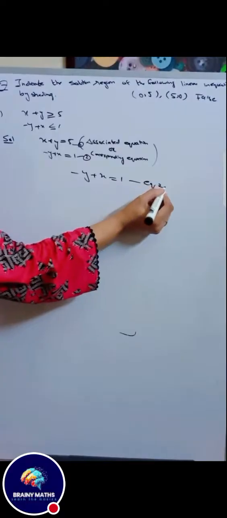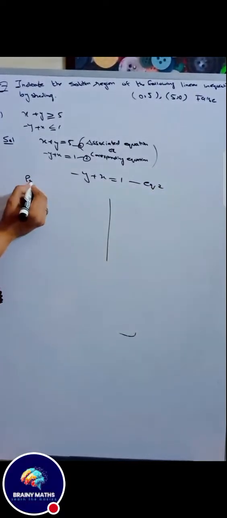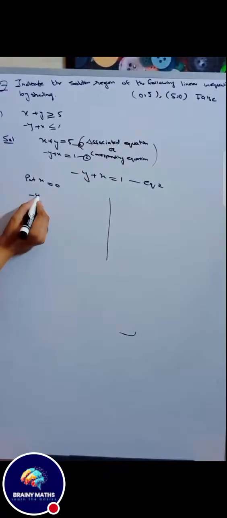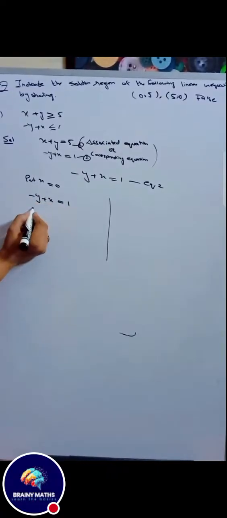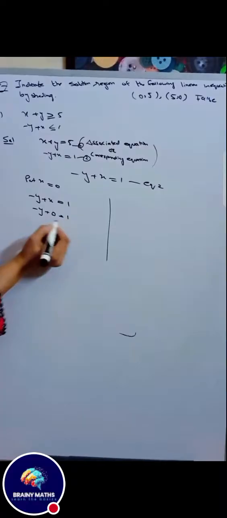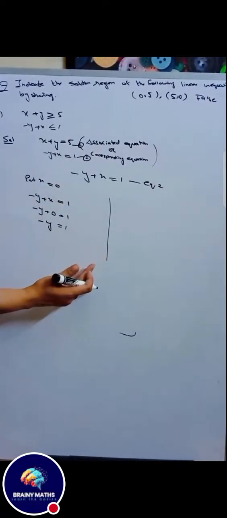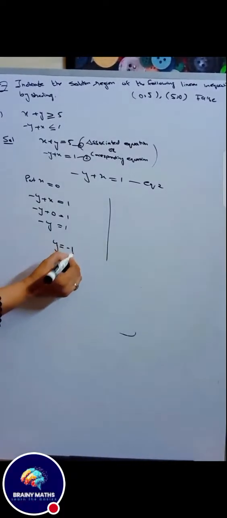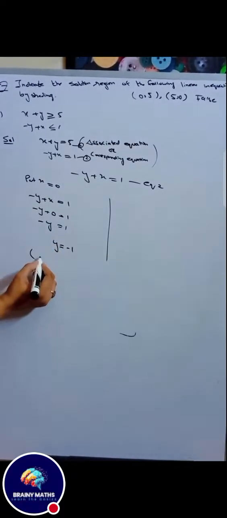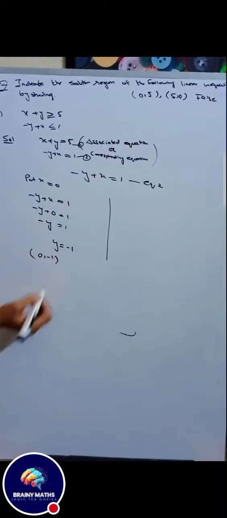Now part 2 is minus y plus x equals 1, equation number 2. Now we have to put the values in it. Put x equals 0. Minus y plus 0 equals 1, so minus y equals 1. If y moves to the other side, the right-hand side becomes positive, and 1 goes over here. It becomes y equals minus 1. So our pair is x is 0, y is minus 1.